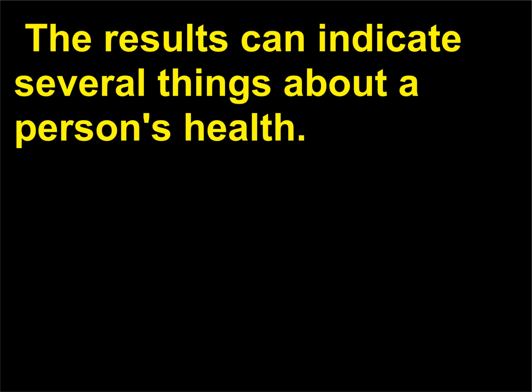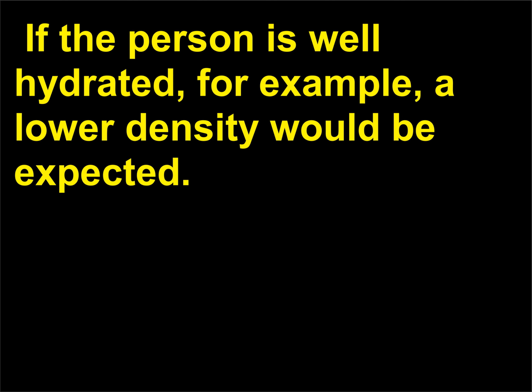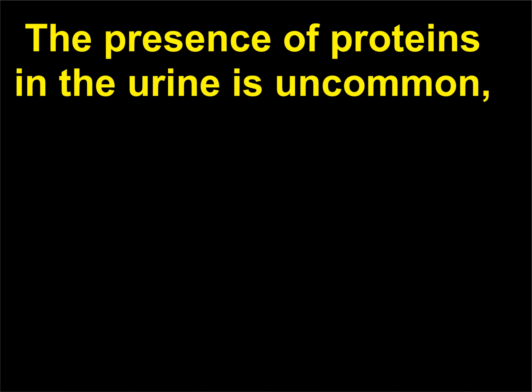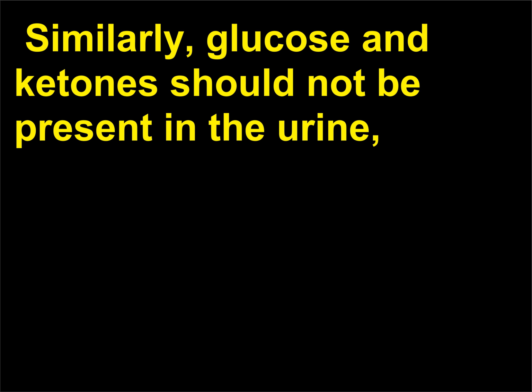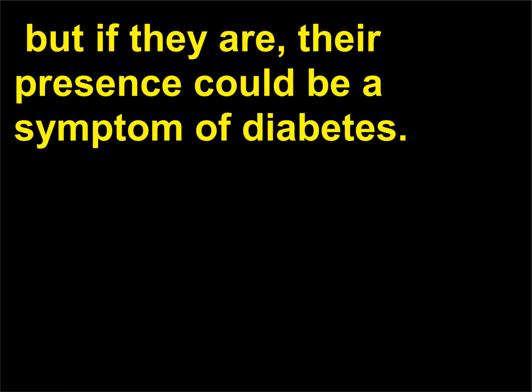The results can indicate several things about a person's health. If the person is well hydrated, for example, a lower density would be expected. The presence of proteins in the urine is uncommon, and this may indicate that the patient's kidneys are not functioning properly. Similarly, glucose and ketones should not be present in the urine, but if they are, their presence could be a symptom of diabetes.